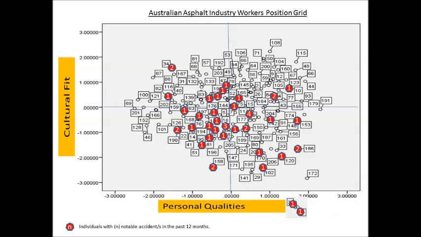A key focus of this research was on safety in the industry. Therefore, in this slide, I've plotted the position of individuals who have indicated that they've had an accident, a notable accident at work in the last 12 months. It's quite evident from this image that fewer people in Sector 1 have had an accident.